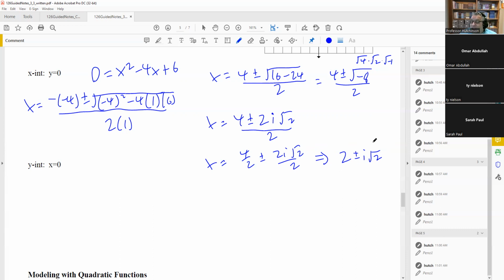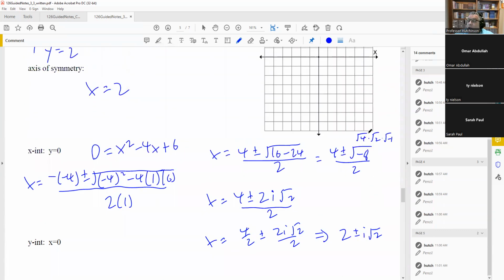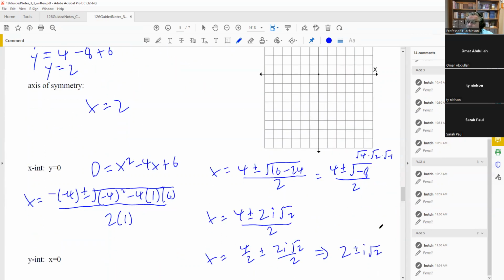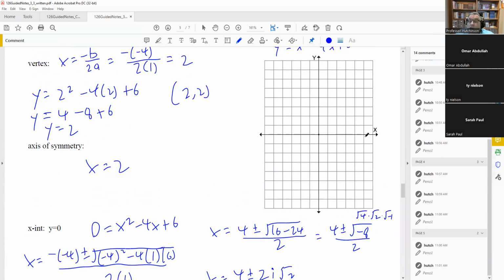So we did find x-intercepts. However, you're actually not going to see these appear on our graph. We cannot plot those. Now, the reason why we can't plot that is because this is a real number axis. Okay, so we don't have an imaginary axis on this. So unfortunately, we're not able to graph that. So although we found x-intercepts there, they're imaginary. They're not going to appear on the graph itself.